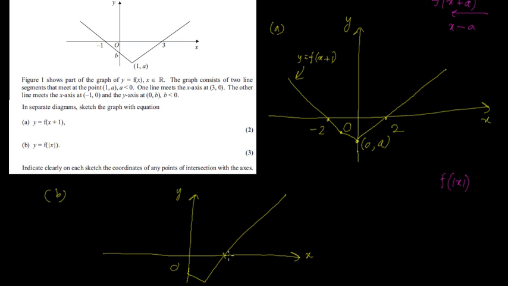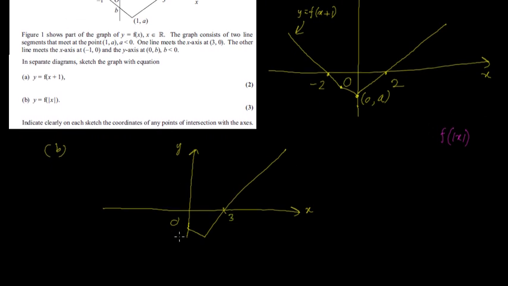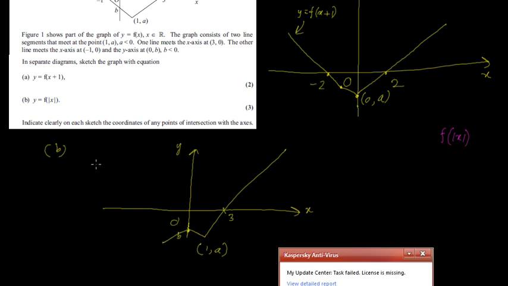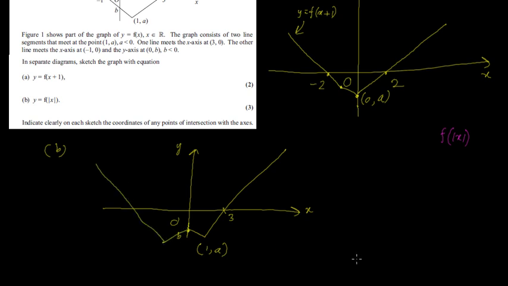Now this is 3, this point is B, and this point is 1, a. Now what you have to do is reflect the same picture on the other side, on the negative x-axis. So it would be like this. So this would be minus 1, a. This is what the picture looks like, and if you reflect this to the other side, this would be minus 3.